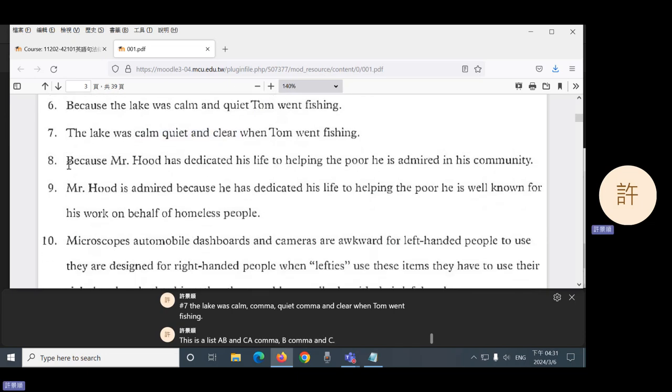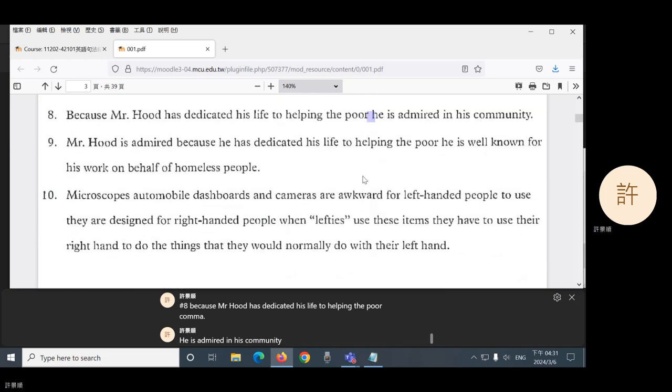Number eight, because Mr. Hood has dedicated his life to helping the poor, comma, he is admired in his community. Number nine, Mr. Hood is admired because he has dedicated his life to helping the poor, period, capital H. He is well known for his work on behalf of homeless people.